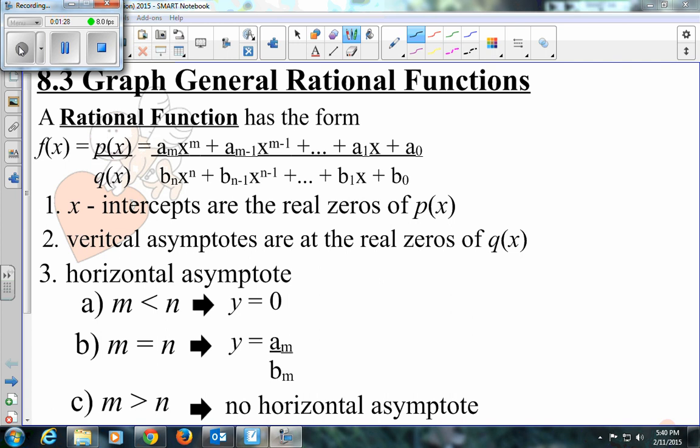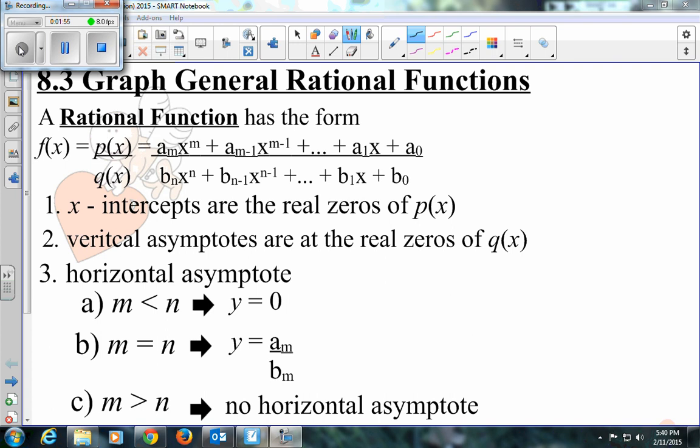The same thing goes to the denominator. The b sub n, the b sub n minus 1, those are coefficients of each term. The n is the degree of the polynomial in the denominator. So we'll look at some numerical examples here in just a minute. Now there are three things we want to consider when we are graphing these rational functions.